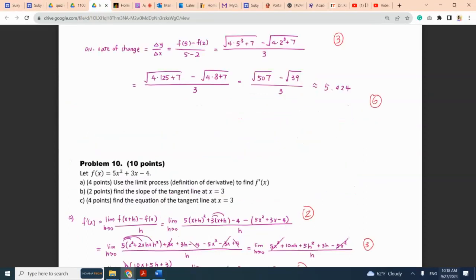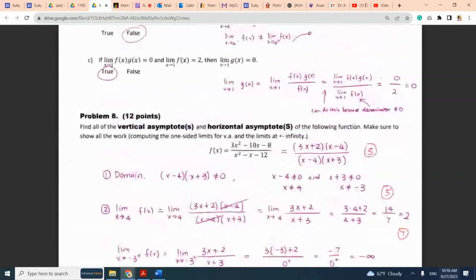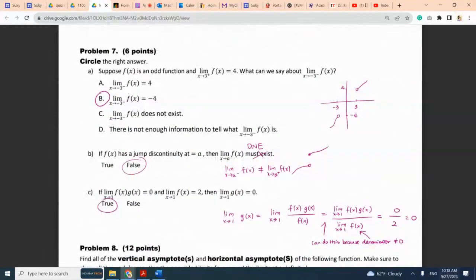And I also want to talk about the true or false problems. Okay, so part A. Suppose f is an odd function. Well, remember, odd function is symmetric with respect to the origin. And even function is symmetric with respect to the y-axis. Okay, so this is the odd function.